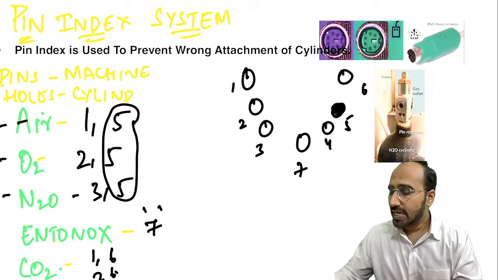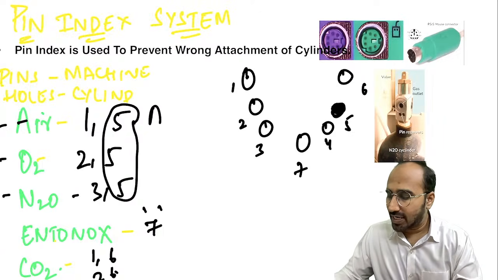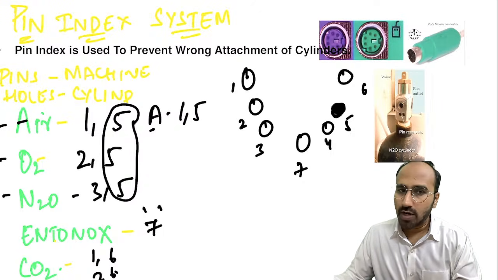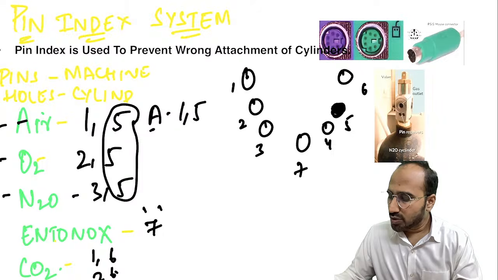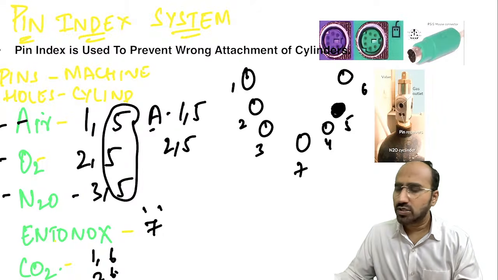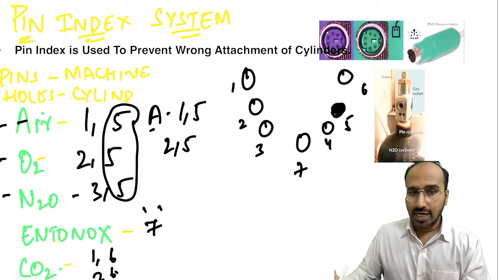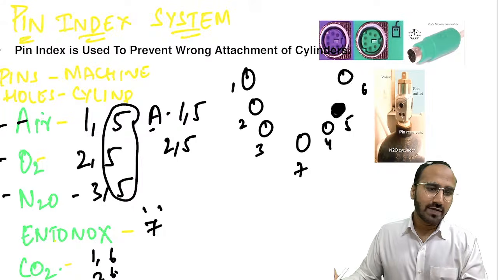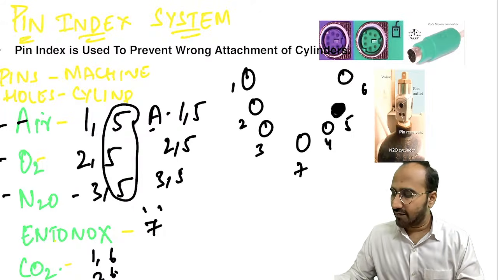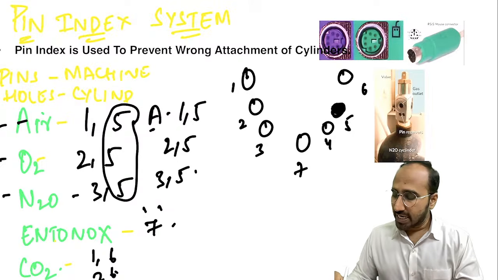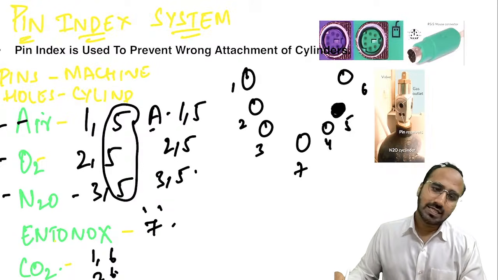कैसे याद रखेंगे? Air starts with the alphabet A, which is the first alphabet, so it will be 1,5. Oxygen, always remember O2, O2. So 2, second pin index is always 5 for oxygen. Okay. Nitrous means what? N2O you are writing. 2 molecules of nitrogen and 1 molecule of oxygen means it will be 3,5. Okay. Entonox, it is always 7. This is regarding what, guys? This is regarding the pin index system.